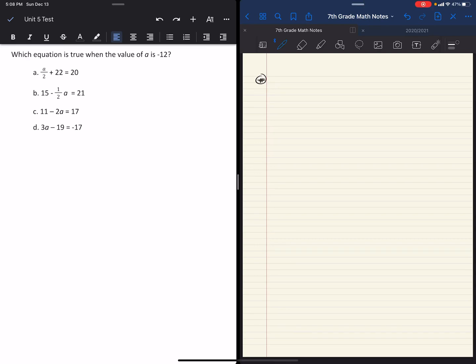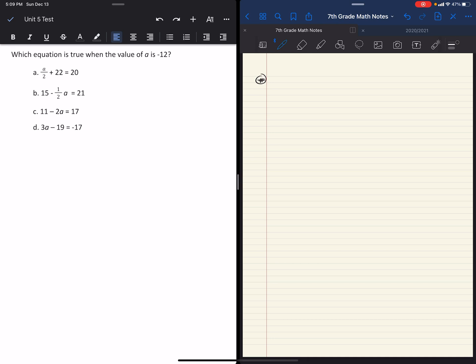Guys, let's go over this test question. You'll see it on the left side of the screen, and on the right side, you'll see my paper where I'll be working it out. The question reads, which equation is true when the value of A is negative 12? And then I have my answer choices.